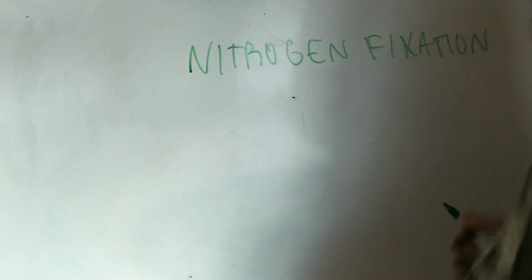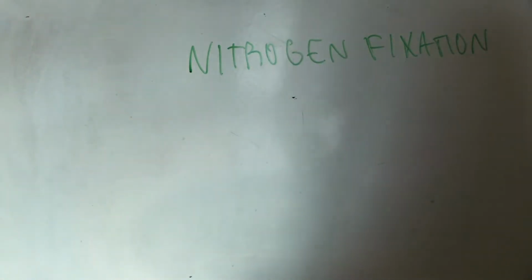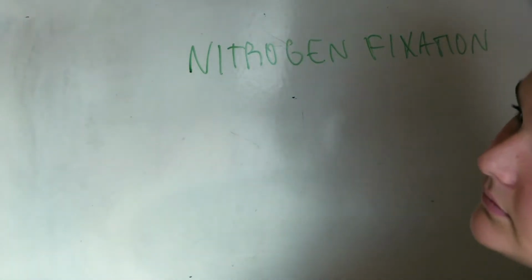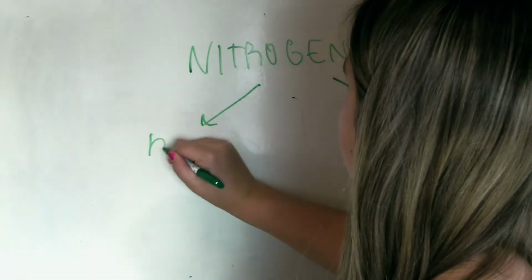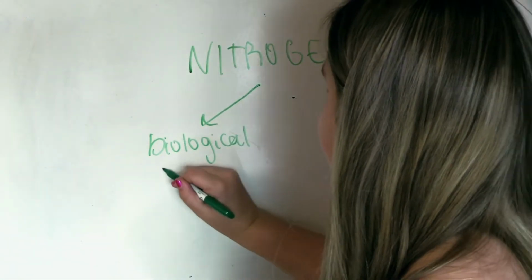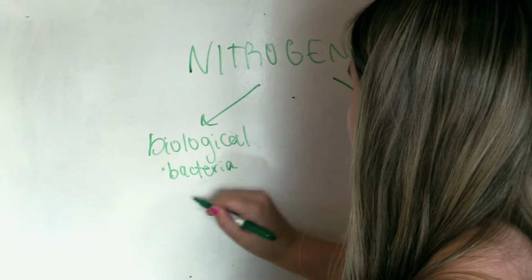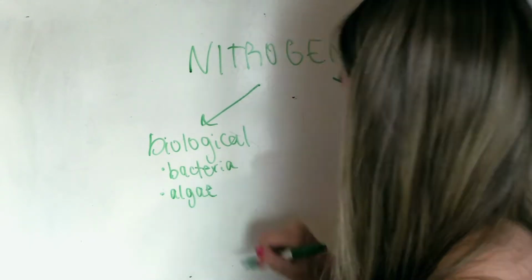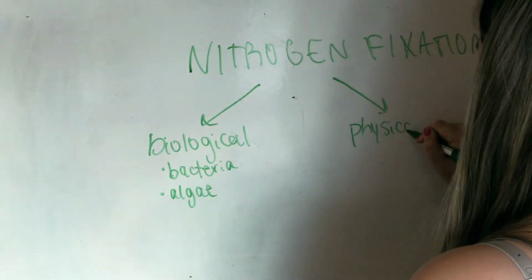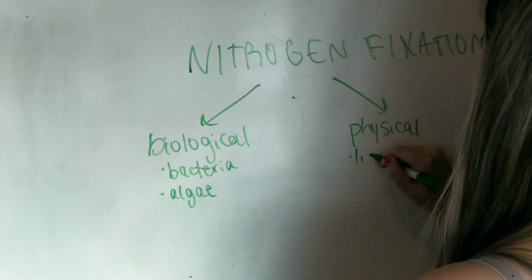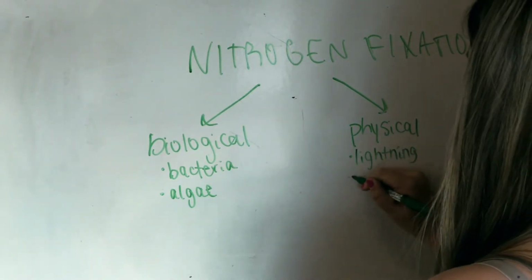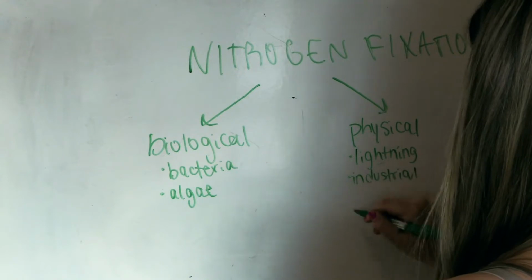Arguably, the most important part of the cycle is the conversion of nitrogen atoms to nitrates through a process known as nitrogen fixation. There are many types of nitrogen fixation, but they are broadly placed into two categories, biological and physical. In the physical category, there are lightning, industrial, and precipitation fixation, whereas in the biological category there is bacterial and algal fixation.